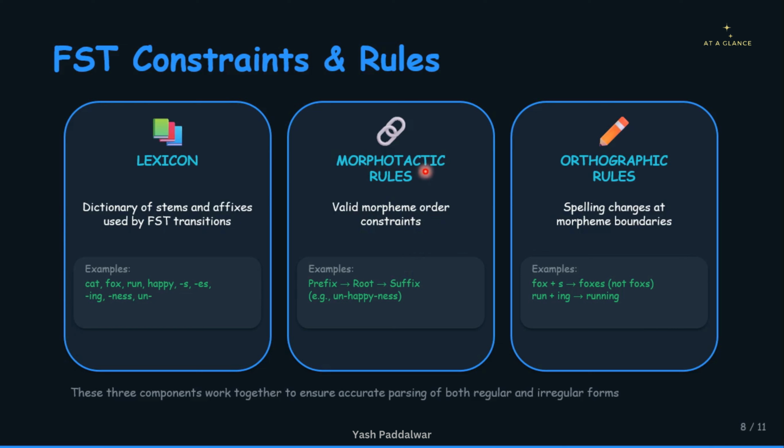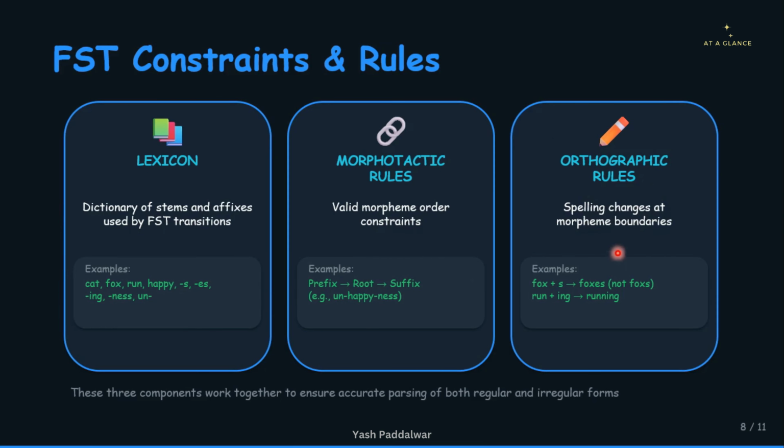Next come the morphotactic rules. These are nothing but the rules about the correct order of morphemes. For example, the order would be prefix, then the root word, then the suffix. Like for example, unhappiness. So these are the rules which define the sequence.